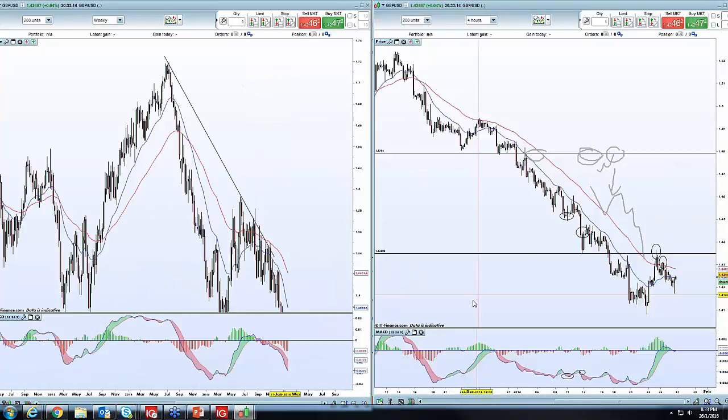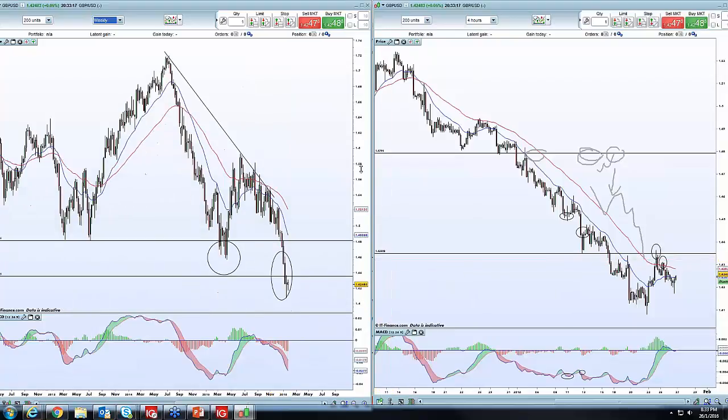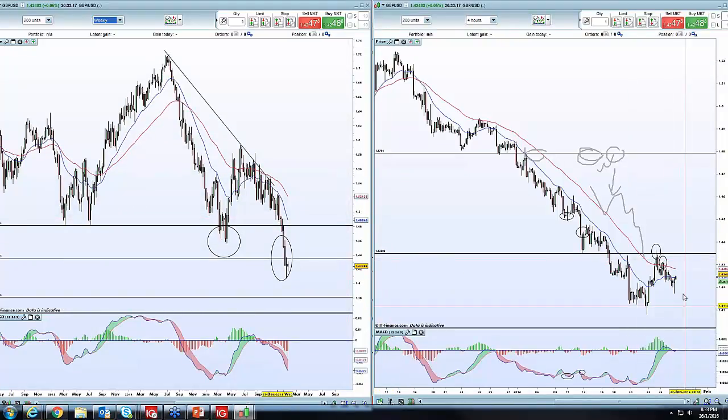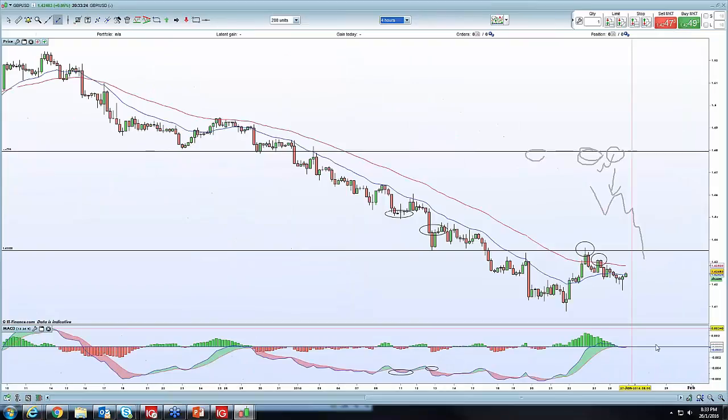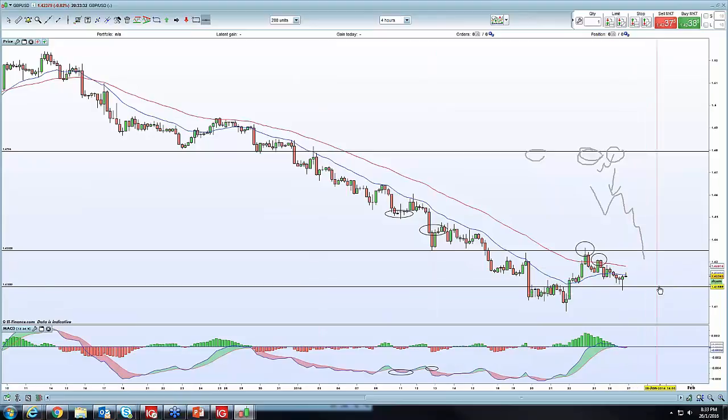I think I covered pound dollar just now. I don't really like shorting it unless we are back close to the 143.50 level. Because if you short, I discussed my trade plan just now. If you short right now, it's too near this support level. This is immediate support. 142 is immediate support.